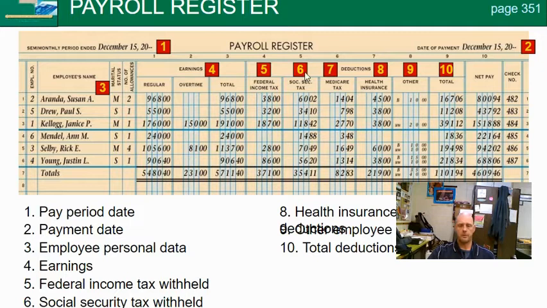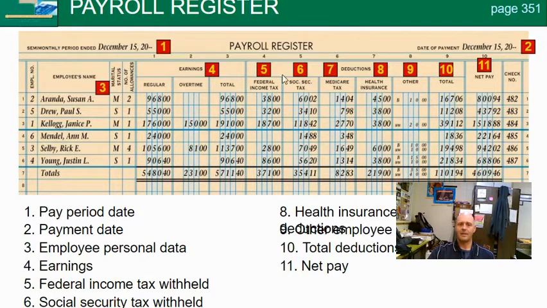Federal income tax payable, Social Security tax payable, Medicare tax payable, and so on. Payable is on the right side of the accounting equation and increases on the credit side of the T account. Then we have how much Susan's going to take home. Okay, $167 in taxes away from her $968 in earnings. She's going to take home a paycheck of a little over $800.